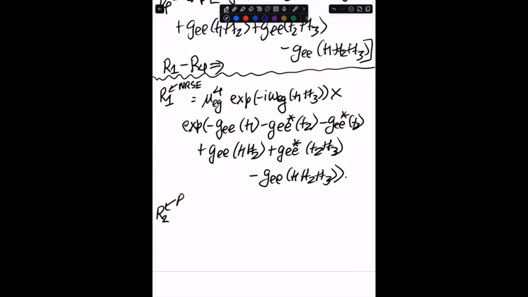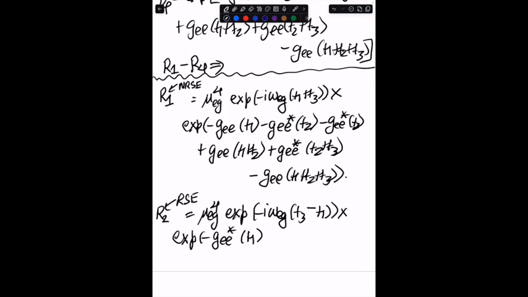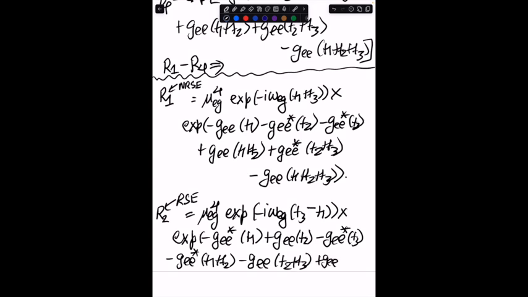R2, which is your rephasing stimulated emission expression, is equal to mu_Eg to the power 4 exponential of minus i omega_Eg (T3 minus T1) times exponential of minus G*(T1) plus G(T2) minus G*(T3) minus G*(T1 + T2) minus G(T2 + T3) plus G*(T1 + T2 + T3). I hope this is clear.